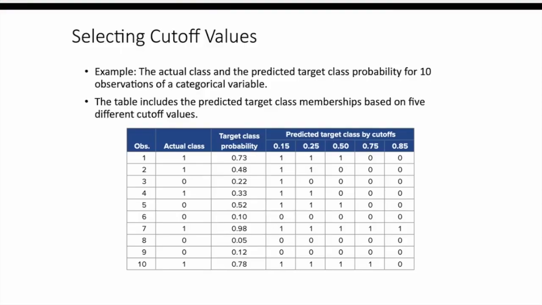Look at this example. We can see the actual class first, some observations, the target class probability, and the predicted target class by different cutoff values. If the cutoff value is 0.15, so if it's greater than this, put 1, otherwise 0. For example, this one is 0.73, greater than 15%, 1. This one greater than 15%, 1. This number greater than 15%, 1. This number less than 15%, 0, and so on. If you increase the cutoff values and compare the predicted target class with the actual class, you can see which one makes sense, which one is really the best cutoff value.